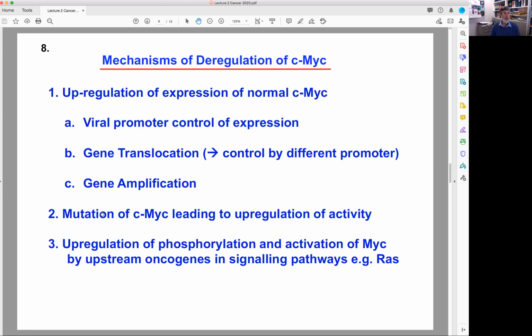So you can also have mutations of c-MYC leading to upregulation of its activity. So these are, again, basically gain of function mutations that upregulate its activity. And you can also have upregulation of phosphorylation and activation of MYC by upstream oncogenes in signaling pathways, such as what we saw just a little while ago, RAS. So upregulation of RAS can upregulate the phosphorylation and activation of c-MYC. So let's look at some of these in a bit more detail.